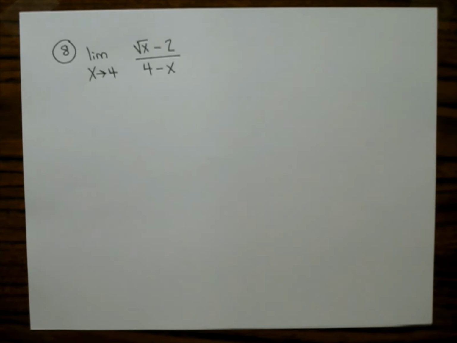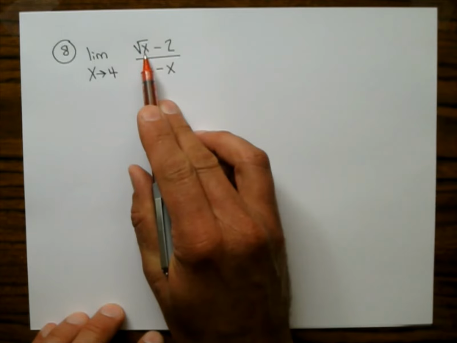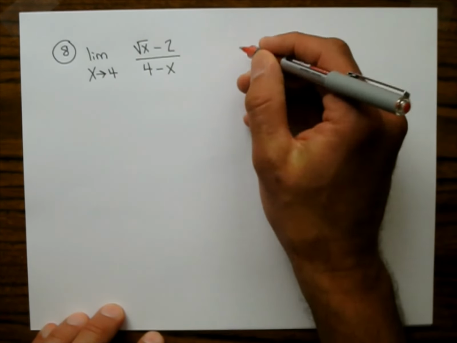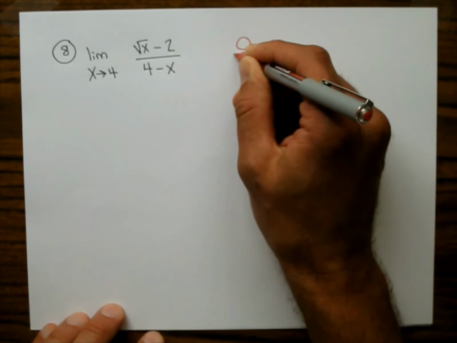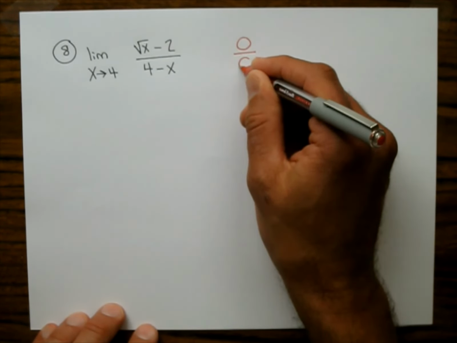Okay, problem number 8. We have this right here, and then the first thing I always do is plug the 4 in. So what's the square root of 4? Square root of 4 is 2. 2 minus 2 is 0. And on the bottom I have 4 minus 4, which is 0.